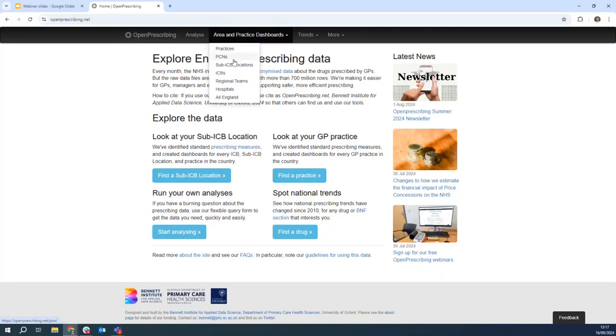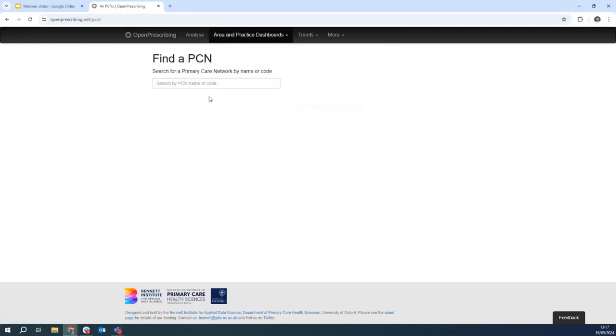You can look at prescribing across a whole range of things. You can look at individual practice level, at the whole of England, or you might be interested in what's happening regionally or across ICBs. You can pick what level you want to look at in this section here. Today we're going to start with PCN and then also work down to practices.